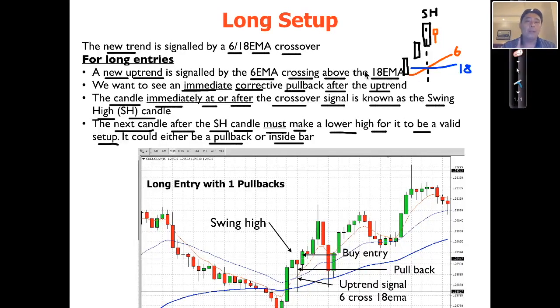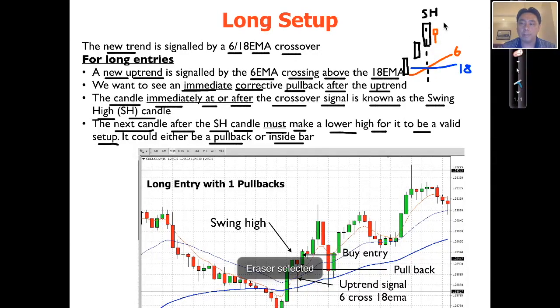Now, the most important thing to understand about this strategy is that the swing high must strictly appear only at the cross or right after the cross, but no later than that. If it appears any time later, it is no longer a valid trade. Okay, so let me give you a few examples here.